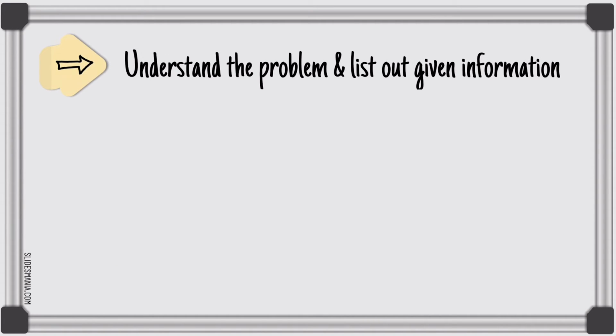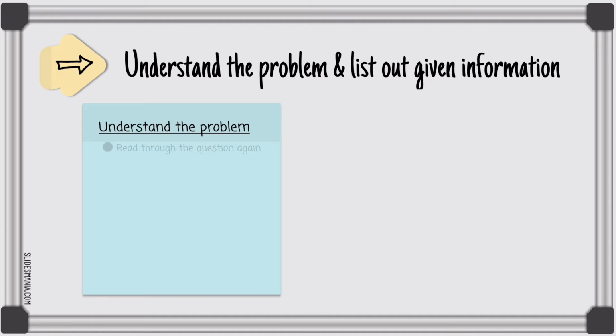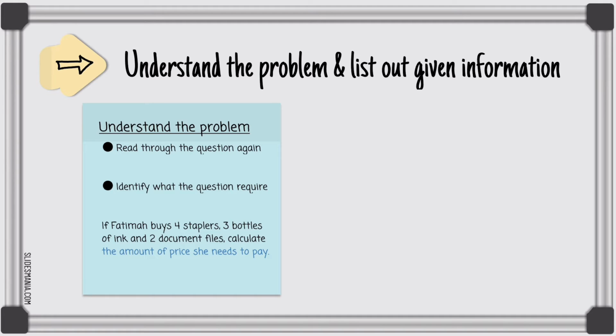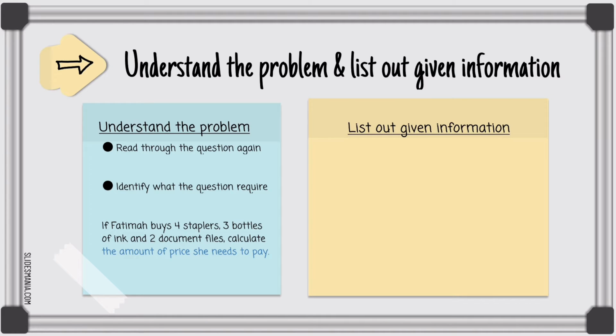Now, let's first understand the problem and list out the given information. As I have said before, we can understand the problem by reading through the question again and identifying what the question requires. From the question, we know that it requires us to find the amount of price that Fatima needs to pay if she buys 4 staplers, 3 bottles of ink, and 2 document files. Then, list out the useful information.